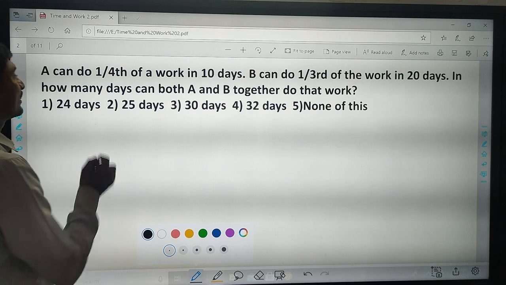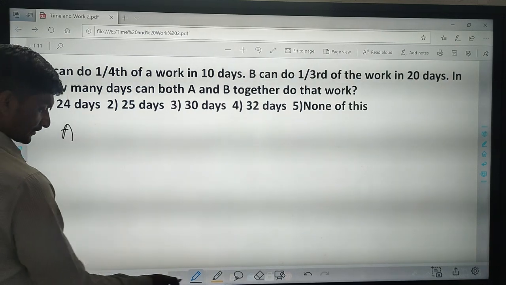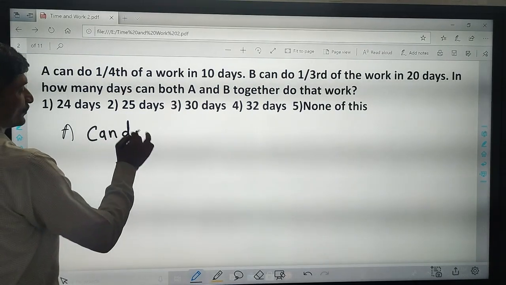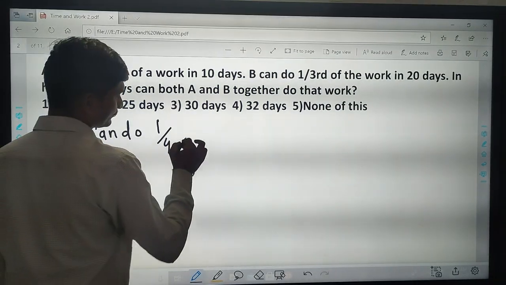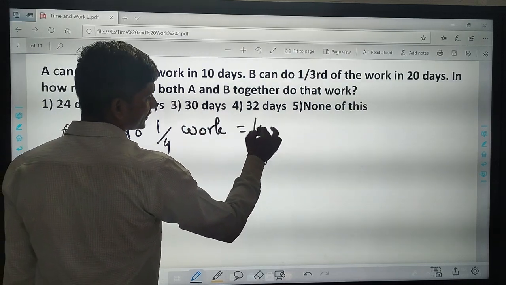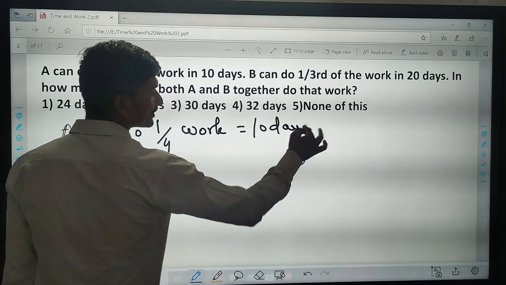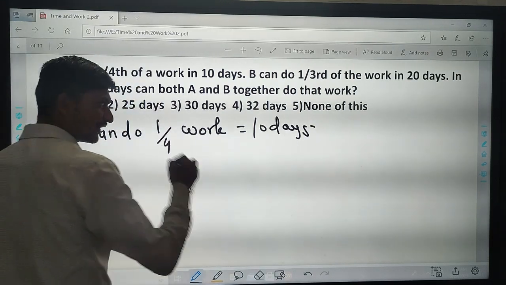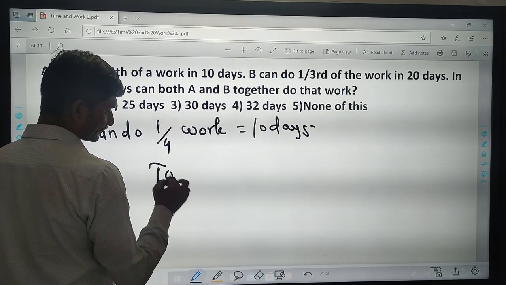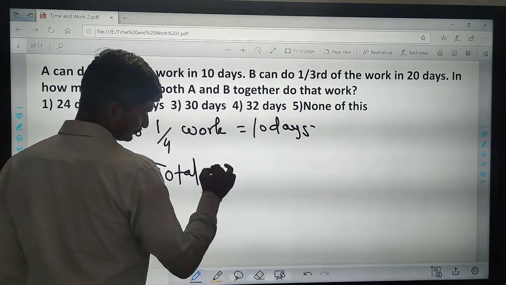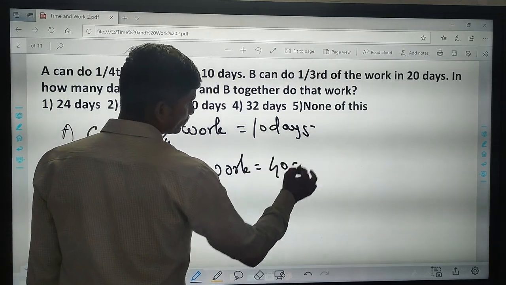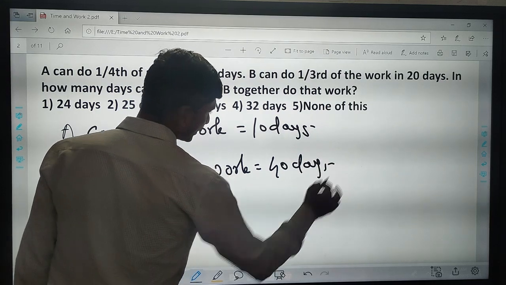Here, A can do 1/4 of the work in 10 days. Then total work means one work. Here 4 is divided, here comes multiple. So total work: 4 into 10, 40 days. A completes the total work in 40 days.